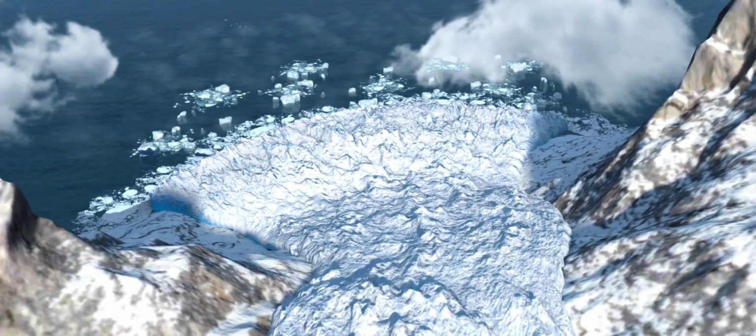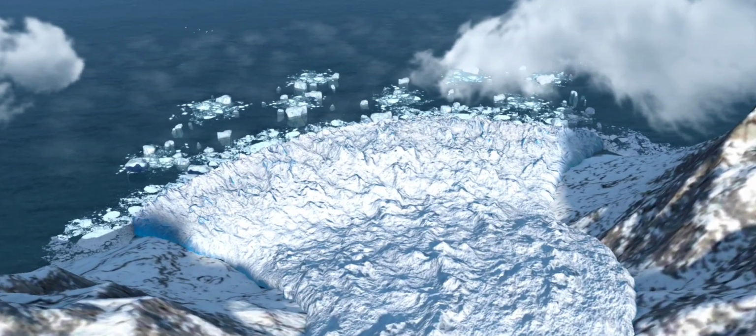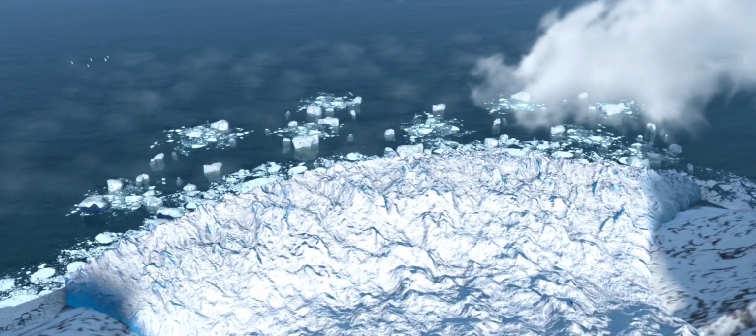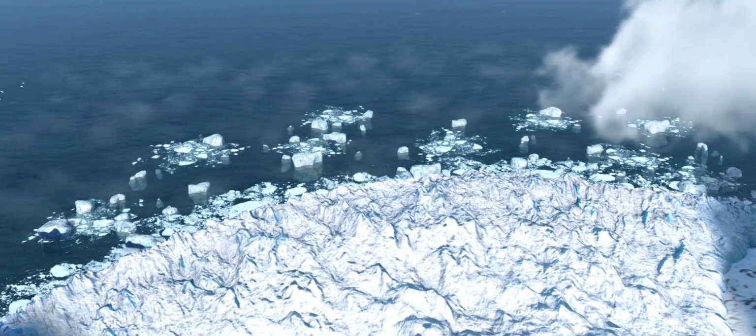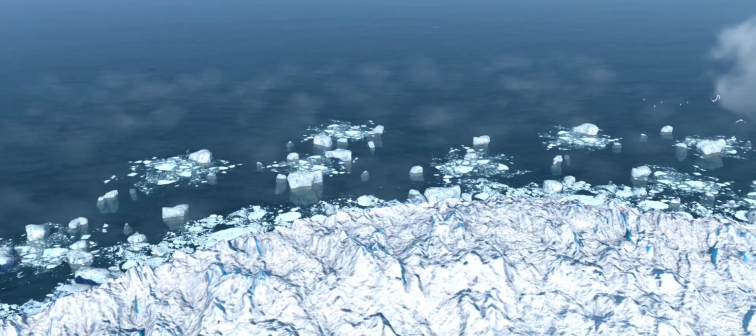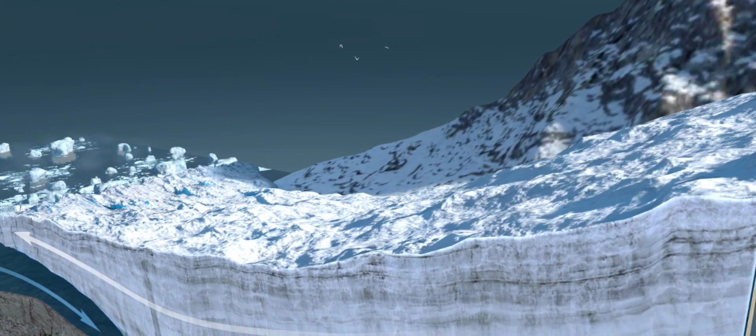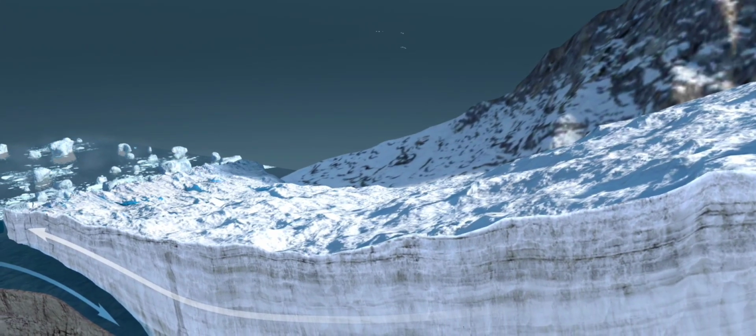Icebergs are blocks of ice floating in the sea. They are made of fresh water since they are fragments of glaciers or ice sheets formed on land that move slowly into the sea over thousands of years. Glaciers and ice sheets move downhill due to gravity.